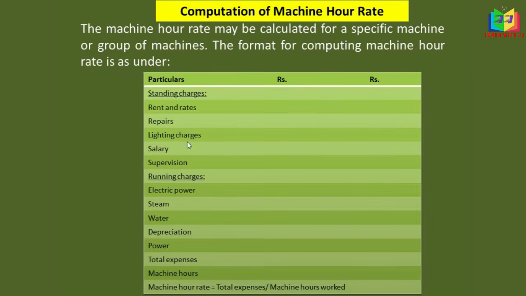It will depend. Under running charges normally these will come: electric power, steam, water, depreciation, power. Total expenses is the total of standing charges and running charges, and machine hours will normally be given in the problem. In order to find the machine hour rate, the formula is total expenses divided by the machine hours worked, the number of hours the machine is effectively used. Then we'll get the machine hour rate.